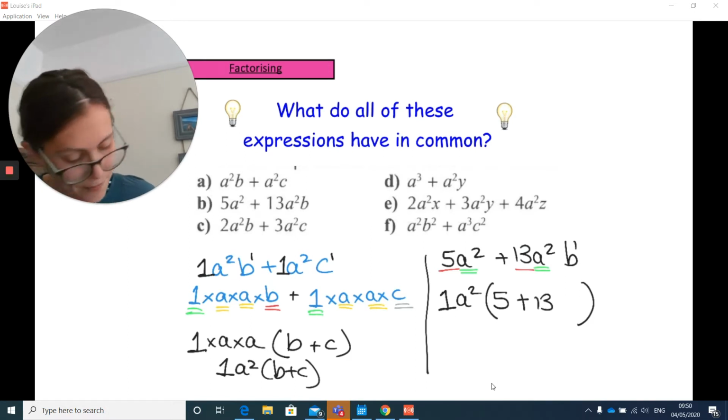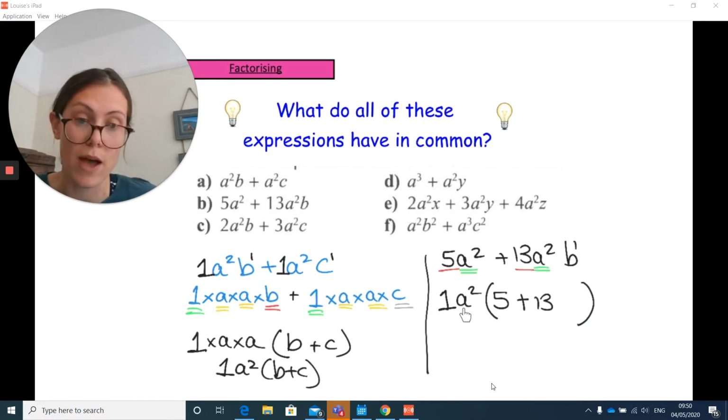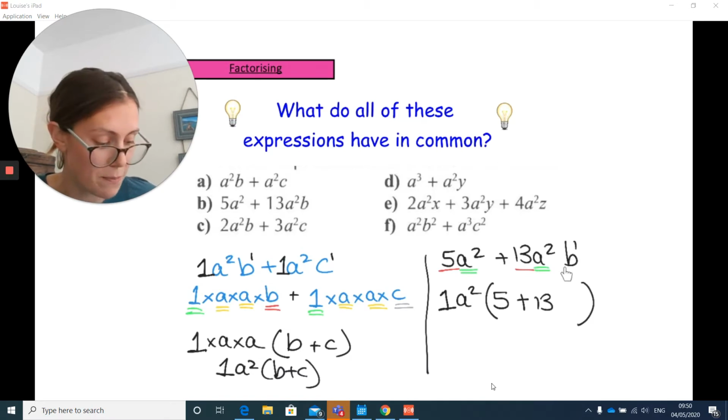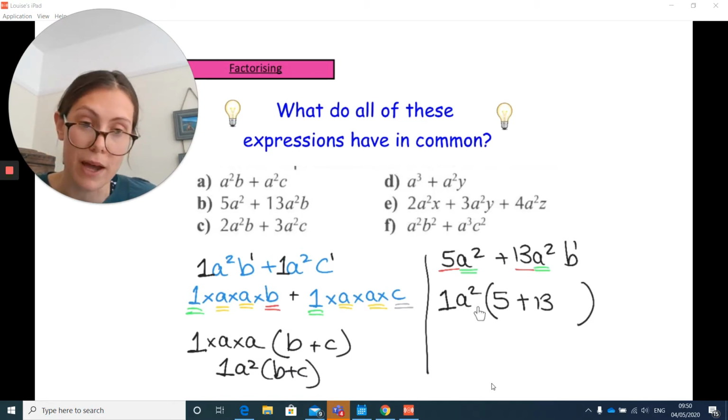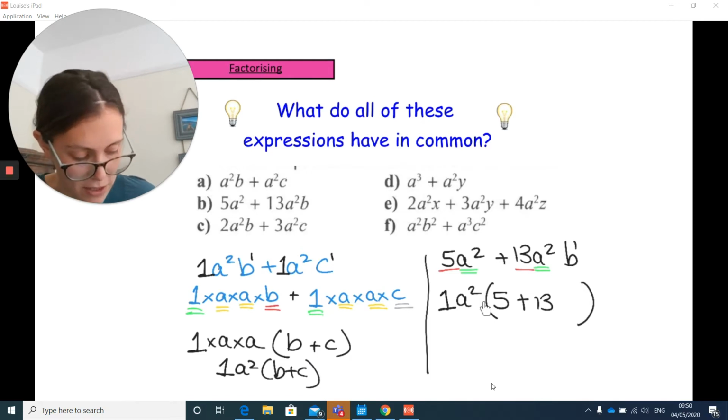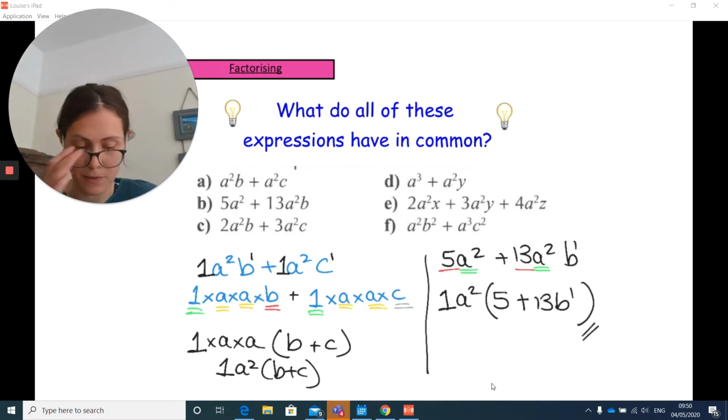A squared divided by A squared is itself, so it stays as 1, so I don't need to write it. And then the B squared has nothing to divide it by. B to the power 1 has nothing to divide it by, so it goes into here. So this goes B to the power of 1. And that's my final answer, okay?